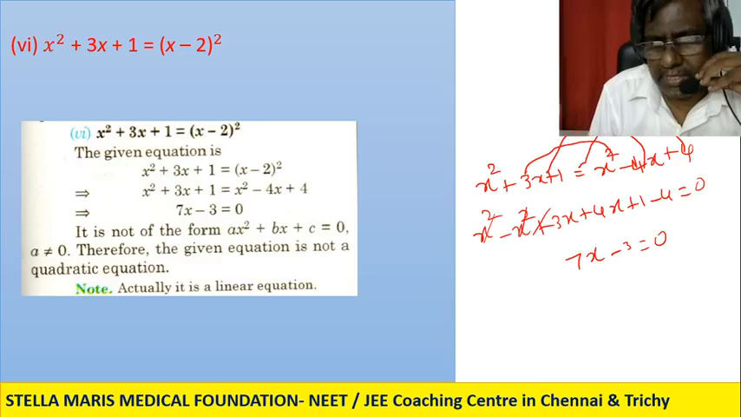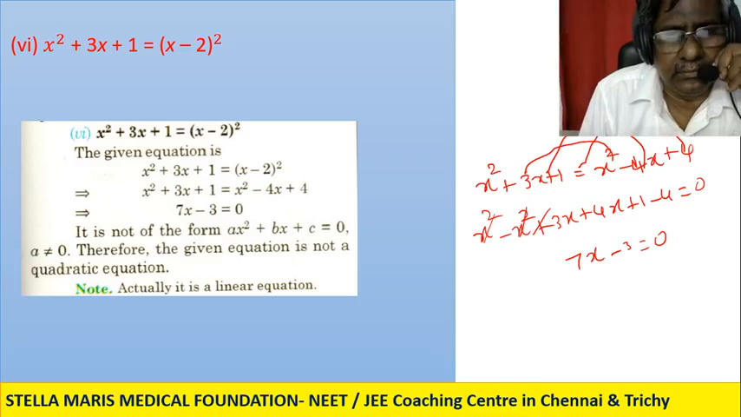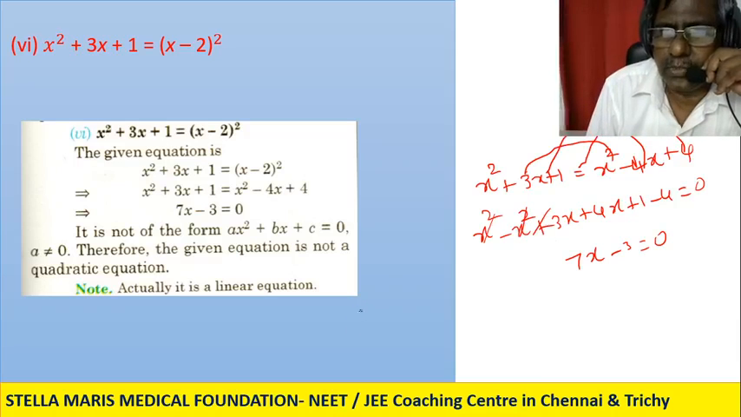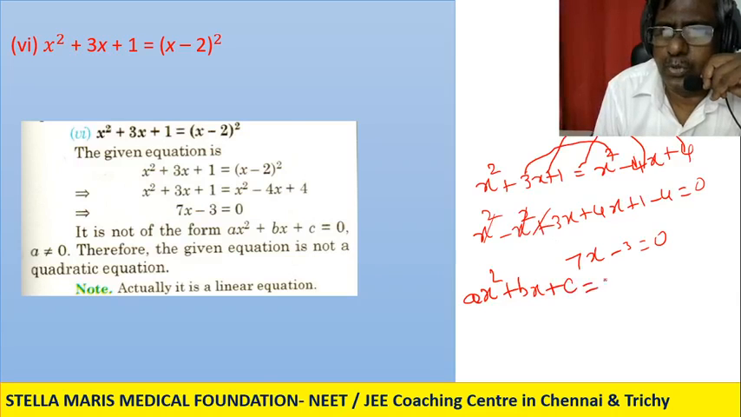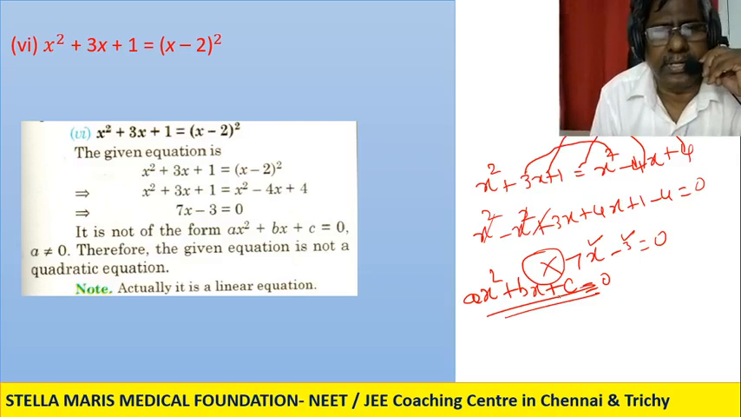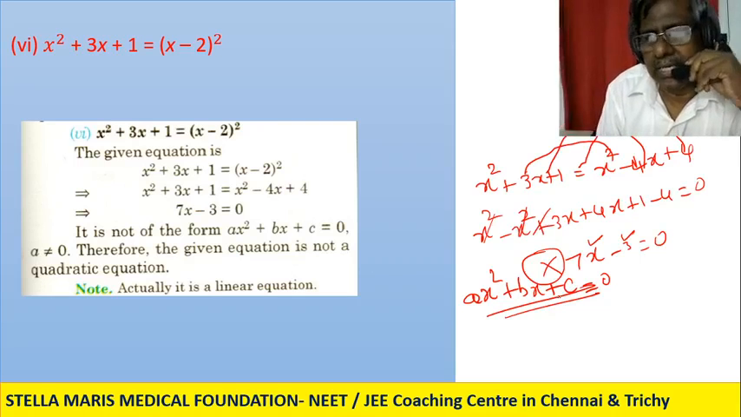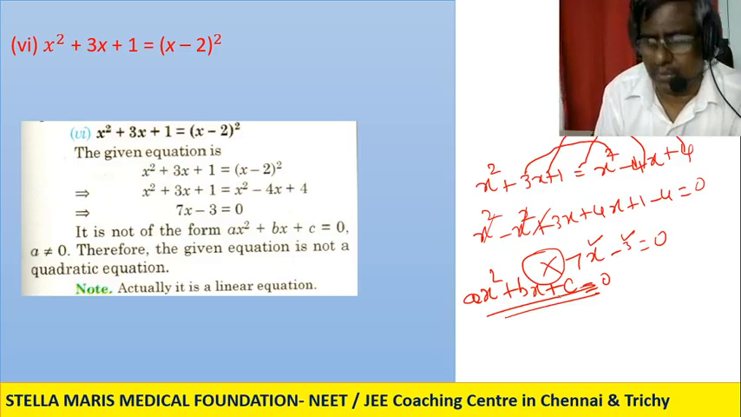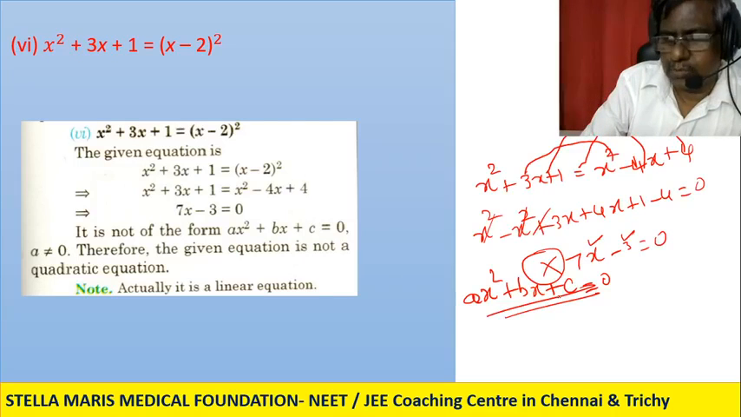See, can you call it a quadratic equation? So what's the form of a quadratic equation? It will be like this: ax square plus bx plus c is equal to 0. See here, the coefficient of the x square part is missing. So you have x and only a constant. So this is not a quadratic equation. Actually it is a linear equation. We call it a linear equation. Good. Now let us do the next problem.